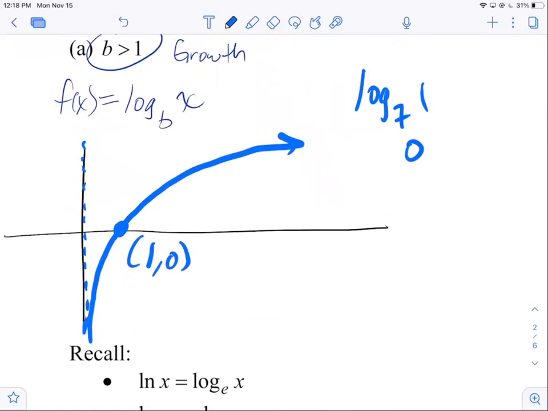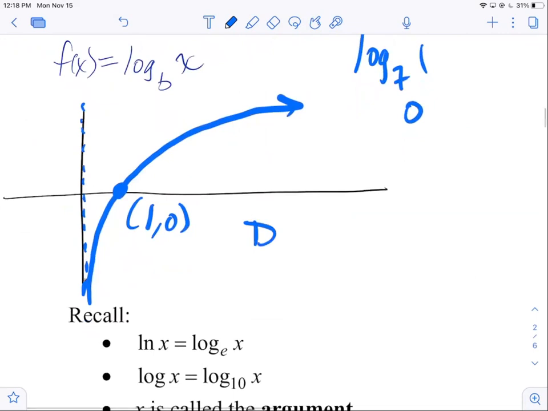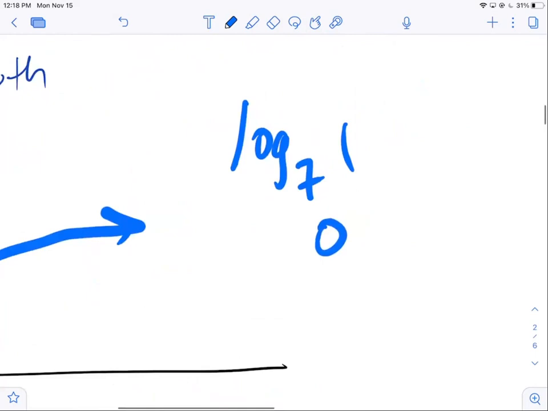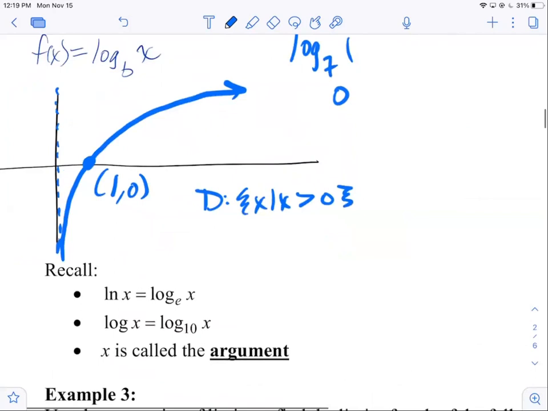Now, this is important to know because a lot of people think the domain and range are the same. They get them confused. The domain is going to be the set of all x such that x is strictly greater than 0. You can only take the log of a positive number. Why is that? Because a number raised to any power can't be negative or 0. It has to be a positive number if it exists, right? But the range is what? All real numbers.